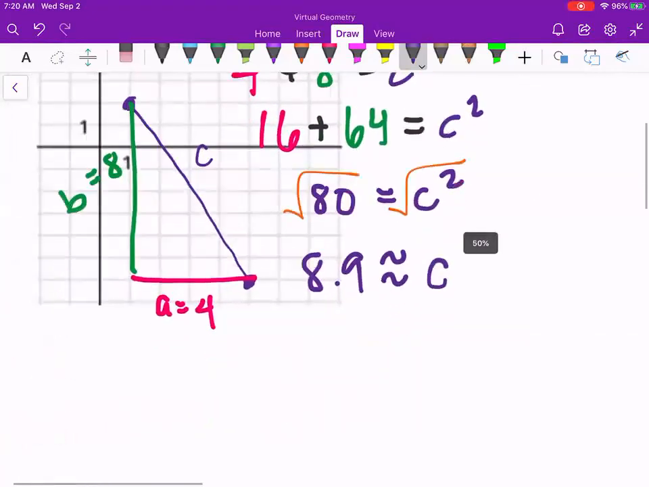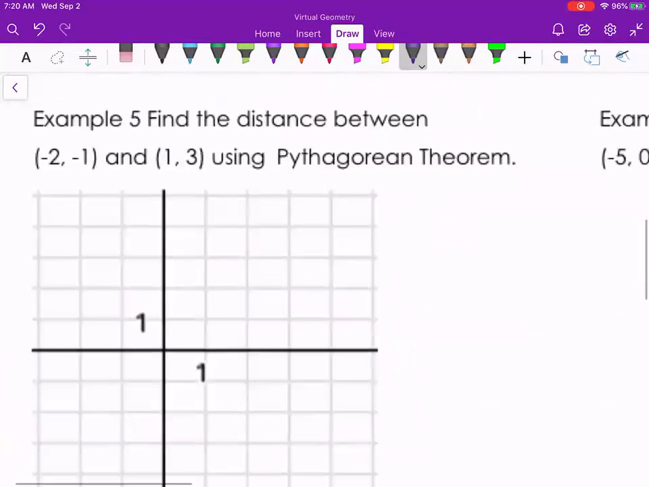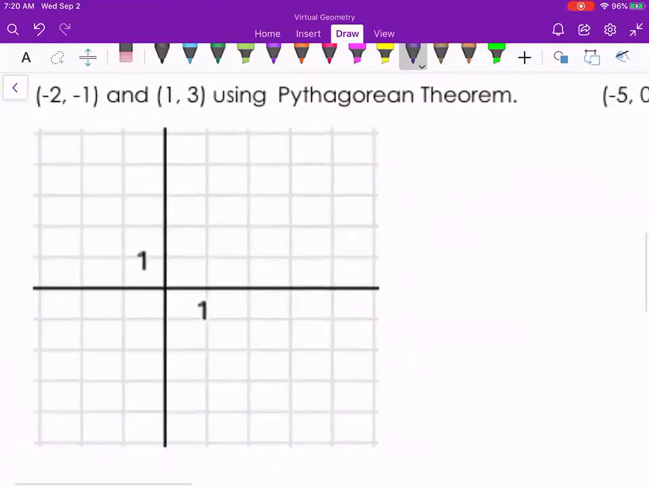So let's go straight down and try another one with Pythagorean theorem to get our practice here. So now we have -2, -1. So there's our first point, and 1, 3. There is our second point, and so that will be our C. Let's get your A and B.